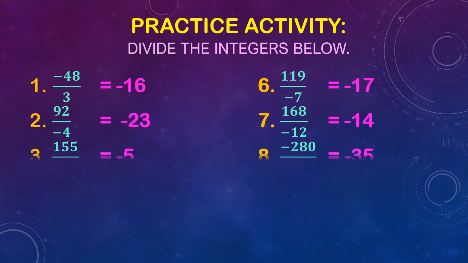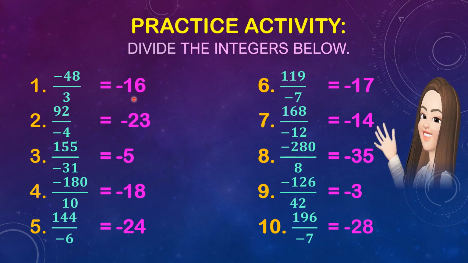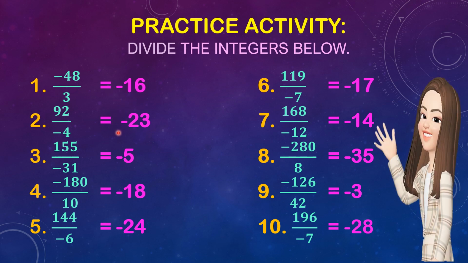Let's check your answers. For number 1, the answer is -16. For number 2, the answer is -23. For number 3, the answer is -5. For number 4, the answer is -18. For number 5, the answer is -24.